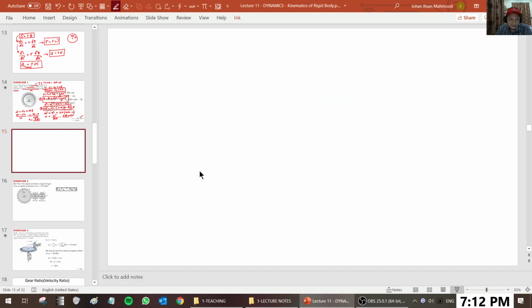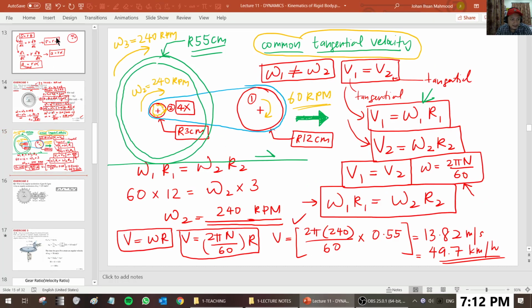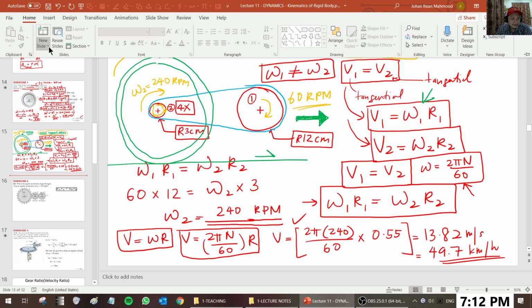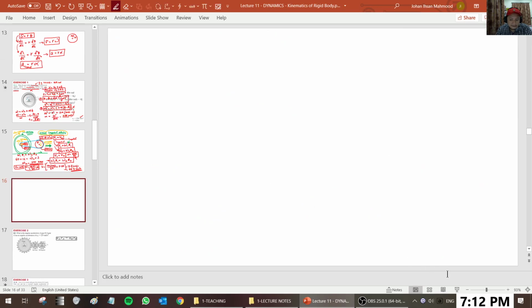Again, I have to insert again. So when you graduate, you're going to buy a car. This is your car. Looks so bad. Let's say this is your car.